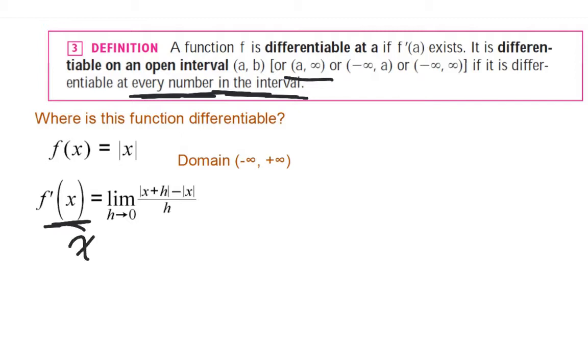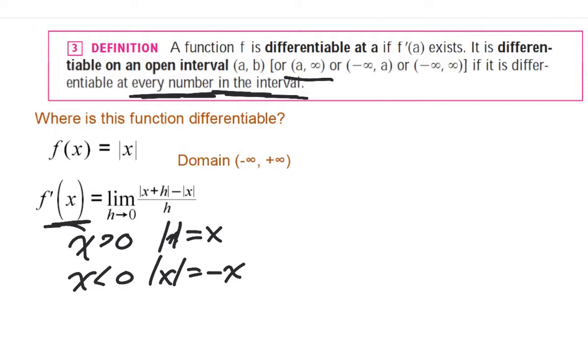So if x is greater than 0, then the absolute value of x is equal to x. But if x is less than 0, then the absolute value of x is equal to negative x. And so that's where this is going to come into play.